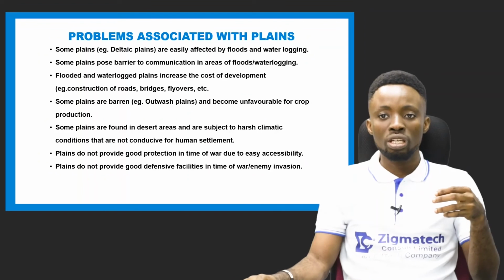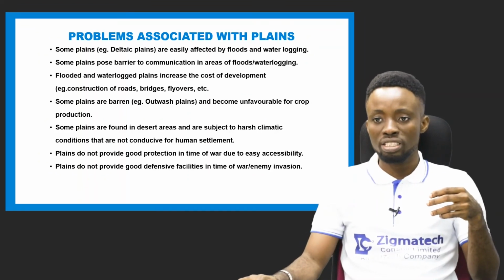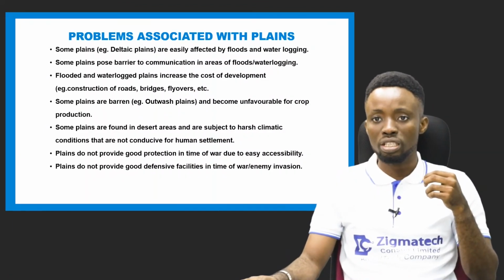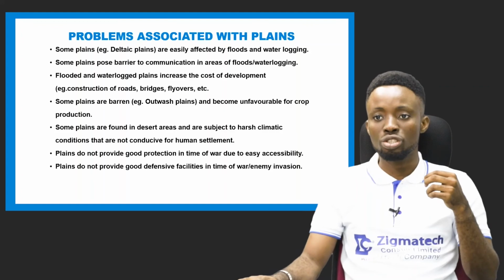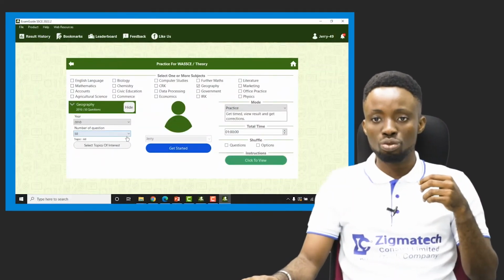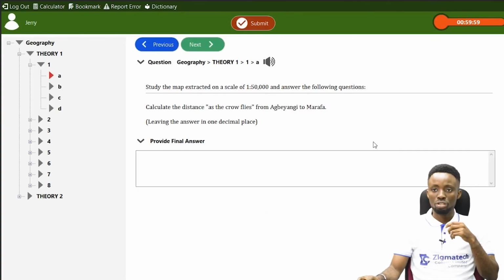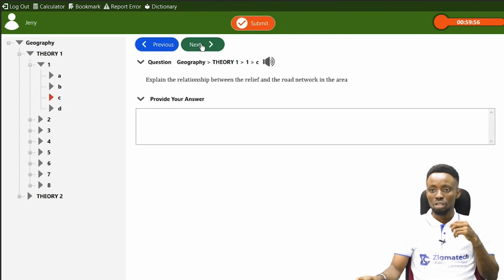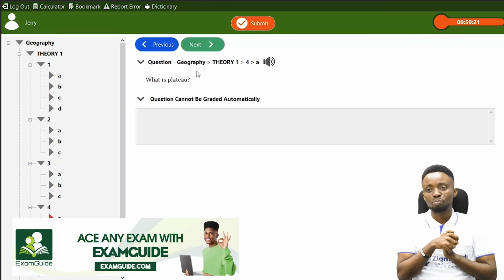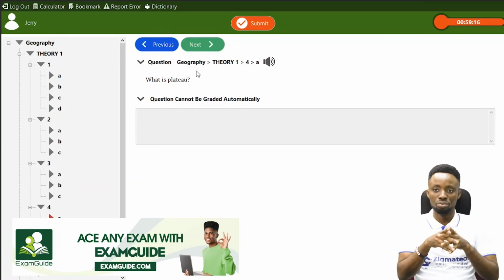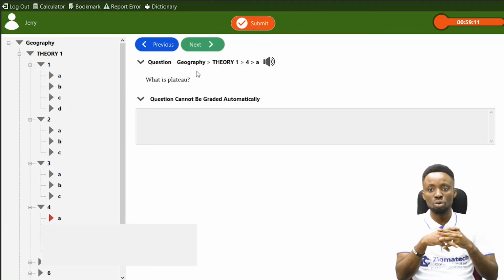So let's quickly look at the Examguide app. Let's go to 2010 SSCE, and let's look at some questions. Let's possibly look at question number 4. Okay, now question number 4. It says, what is a plateau? What is a plateau?